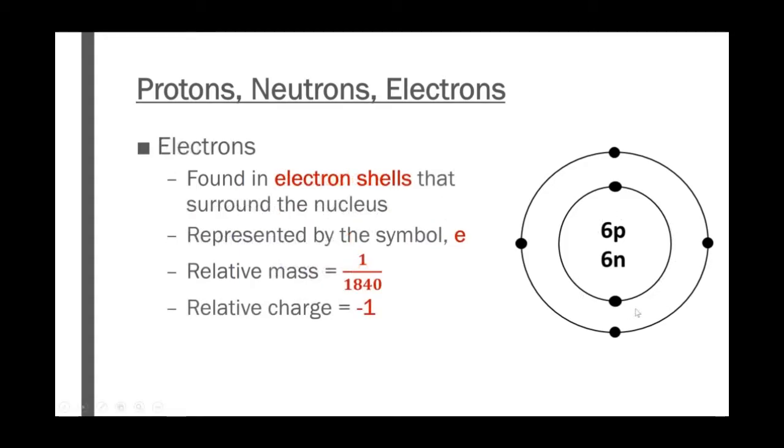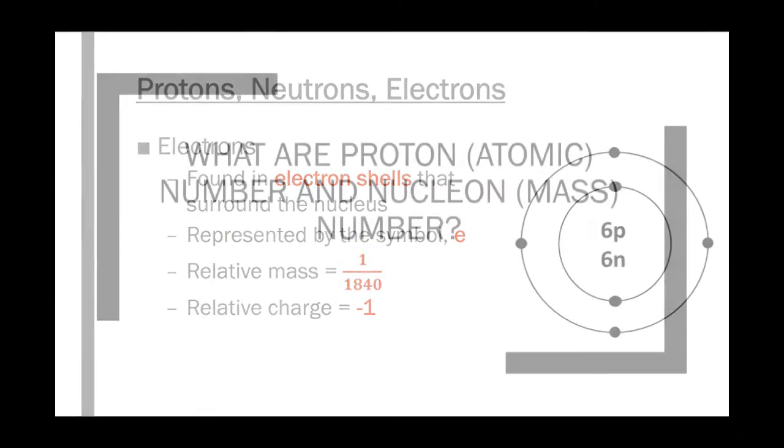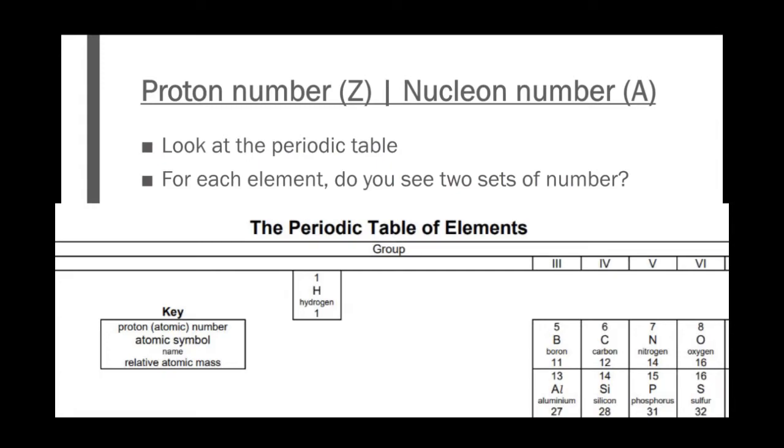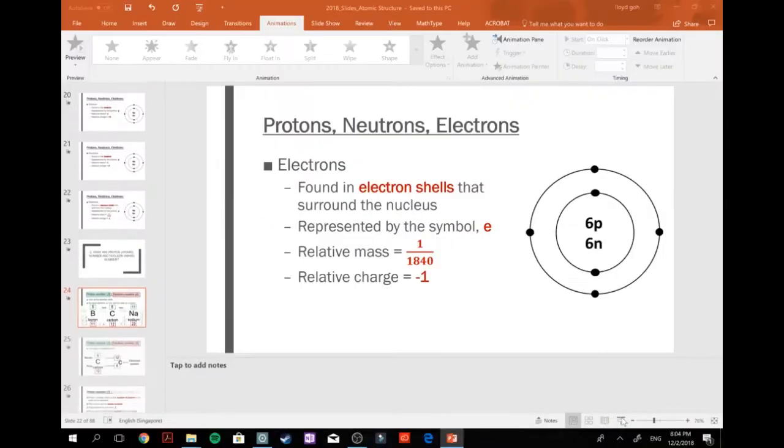Then you have your electrons. The electrons are found in electron shells that surround the nucleus, and they're represented by the symbol E with a relative mass of 1/1840, a very, very small number if you key it into a calculator, and a relative charge of -1. So that is just a brief introduction to what protons, neutrons, as well as electrons are. Now that you have learned about the 3 types of subatomic particles, let's move on to certain terminologies. There are 2 terms that you must know, the proton number as well as the nucleon number. In order to understand what these 2 terms mean, I need you to take a look at your periodic table, and you'll notice that for each element, there are 2 sets of numbers. Am I right? So let's take a look at your periodic table.